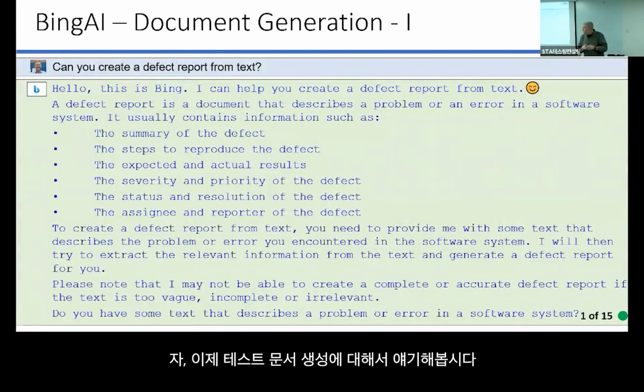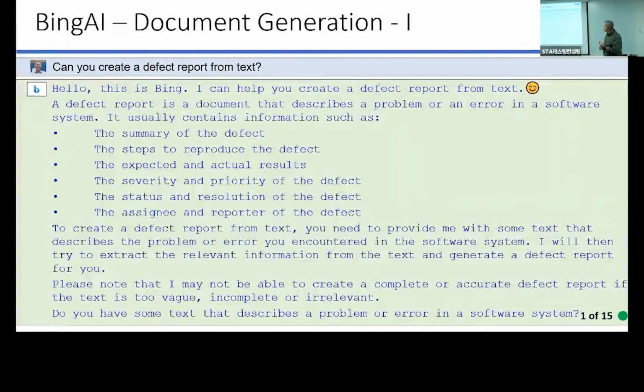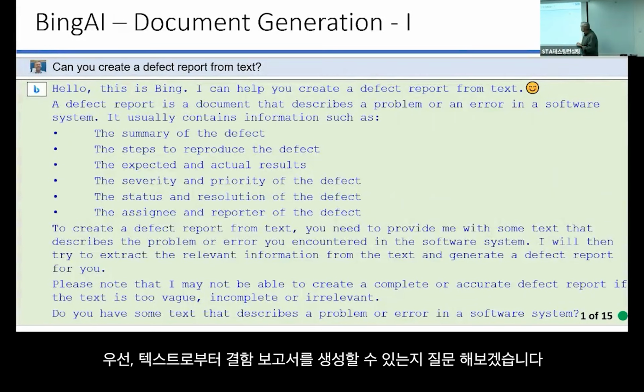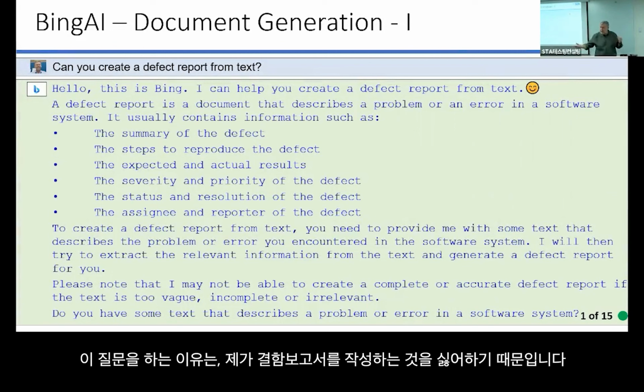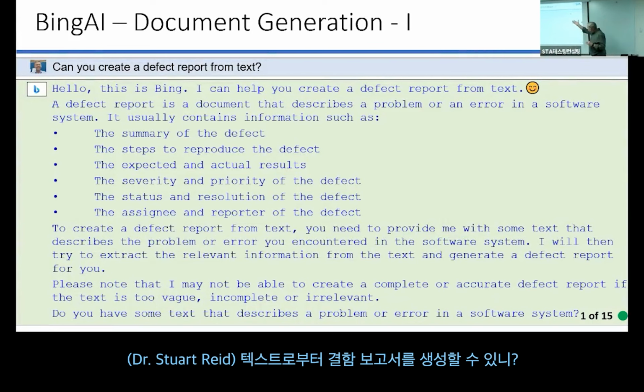So what about document generation? And you can see here I've jumped over to Bing AI to give you a different system, but they're both based on the same underlying foundation model. So can you create a defect report from text? Because I hate writing defect reports. They all have to be in a particular format, and I always forget some of the fields. And it'd be really nice if everything just got filled in for me. So can you create a defect report from text?